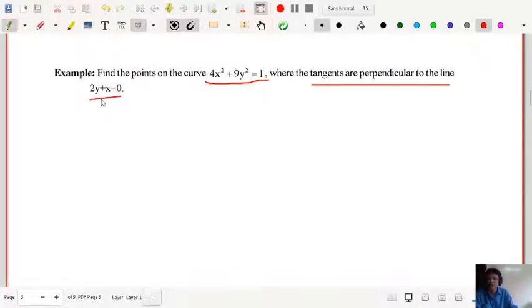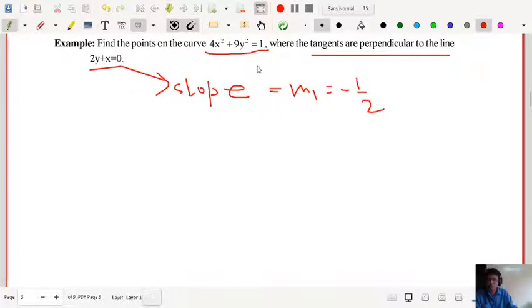So first calculate the slope of the given line. So what is the slope of this line? Slope of this line is y equal to minus half x. So m1 equal to minus half is the slope of the given line. And what are the points? You have to find out the points. In that case you need to find out the derivative of this.